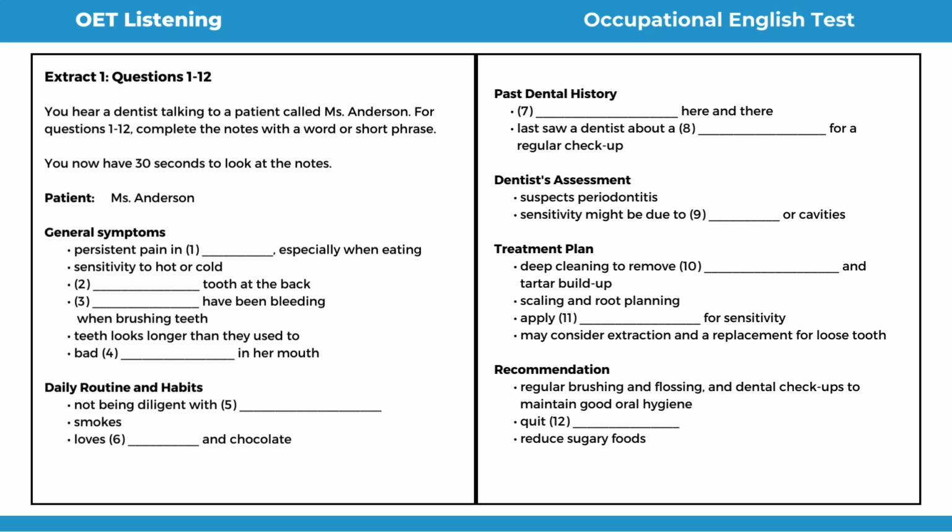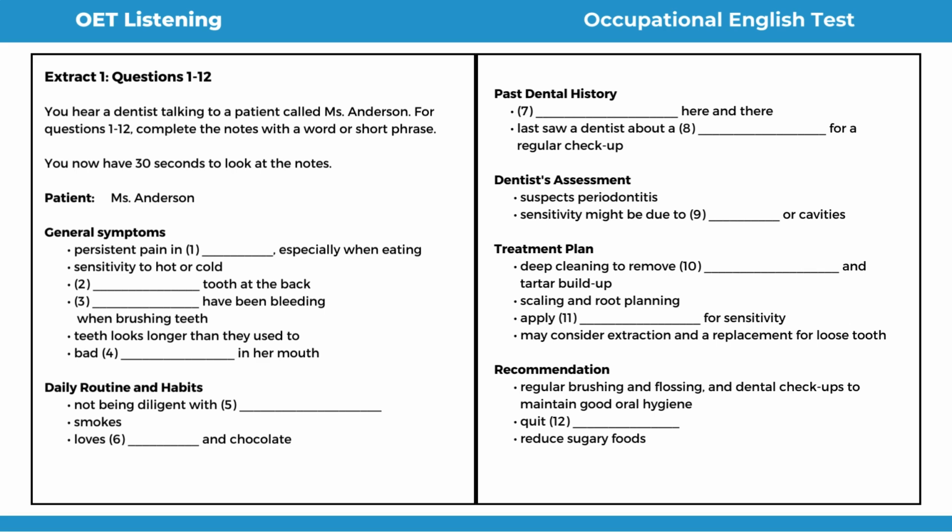Given your symptoms, it sounds like you might have some gum disease, possibly periodontitis, which could explain the loose tooth and receding gums. The sensitivity could be due to enamel erosion or cavities. We'll need to do a thorough examination to get a clear picture. That sounds serious. What can be done about it?